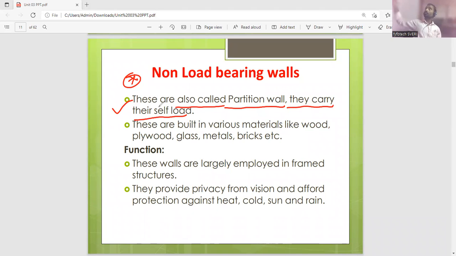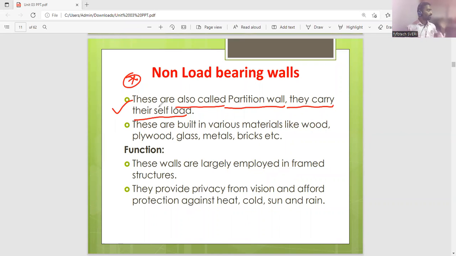Okay, in our classroom, there are walls. Are these walls load bearing or non-load bearing? Non-load bearing, because there are beams and columns. The slab's load goes to the beam, from the beam to the column. That column is again connected to the next column or foundation.